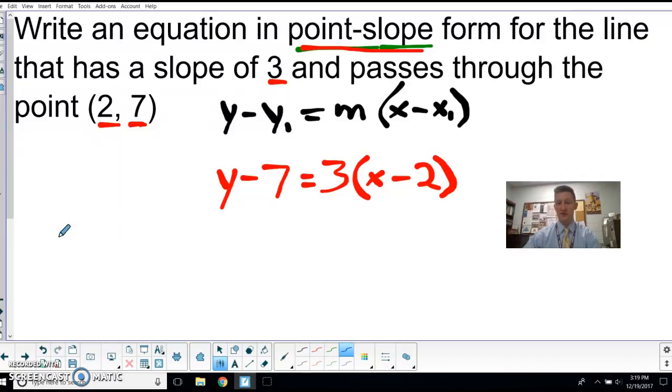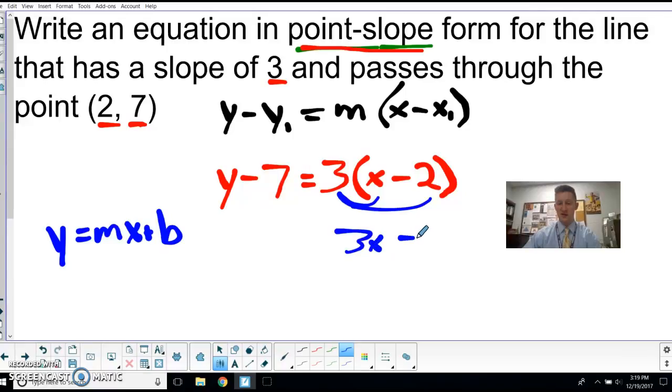Now, let's say for some reason that you wanted this to be in slope intercept form, which would be y equals mx plus b. Well, if I want that, it's just a matter of cleaning up this expression. Some kids will even use point slope form exclusively in order to find the slope intercept form. If you can remember this and you get good at it, here's the steps to changing what's in red into the format you see in blue. So first step would be to distribute whatever's outside the parentheses. I'll distribute this 3, which will give me 3x minus 6.